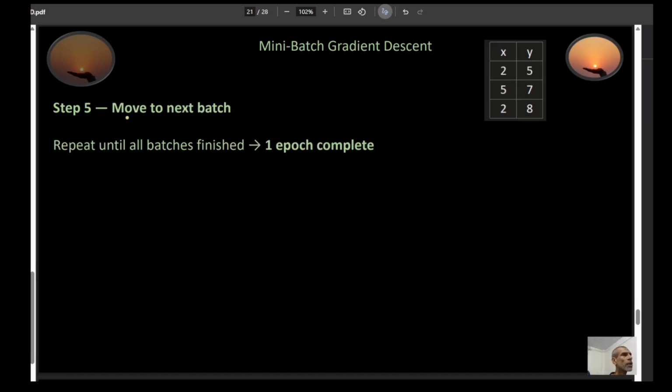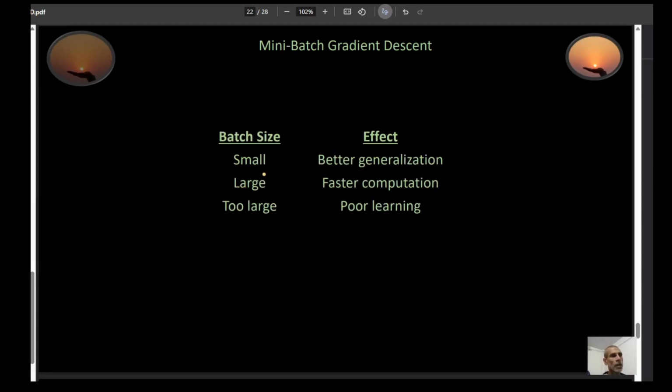Step 5, now you move to the next batch, and you keep repeating this until all batches are finished. In other words, when all batches are finished, that will be called one epoch. So one epoch is done. And then you repeat this process for many epochs. Now, a few things I want to say about the batch size. If your batch size is small, then it's going to give a better generalization. If your batch size is too large, it's going to be poor learning. On the other hand, if you pick something in between, let's say large, it's going to be a faster computation.